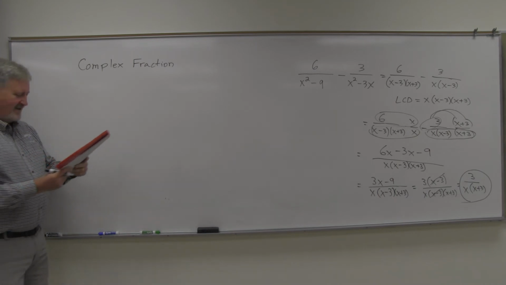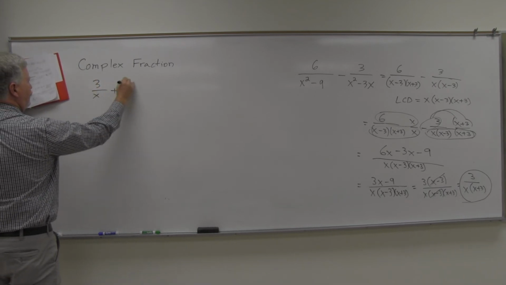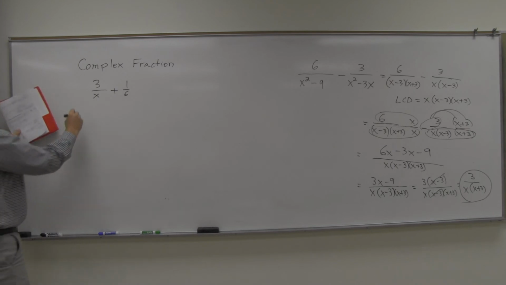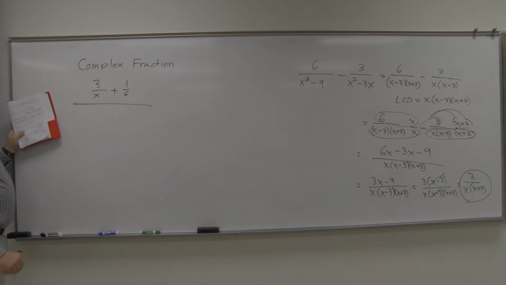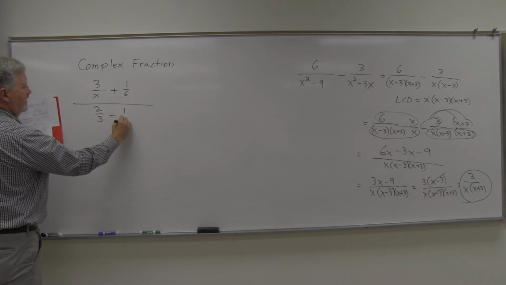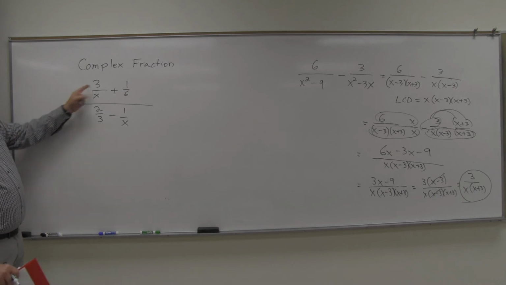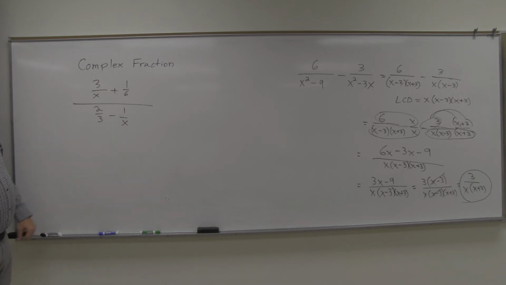Complex. For example, 3 over x plus 1 over 6. So you're adding 2 fractions. Divide that by another 2 fractions, 2/3 minus 1 over x. Okay? That's what we mean by complex fraction. That's pretty complex of a fraction, isn't it? Because you got fractions on the top, and then you got a fraction, and then you got fractions on top of the other fraction. So that's what we mean by complex fraction.